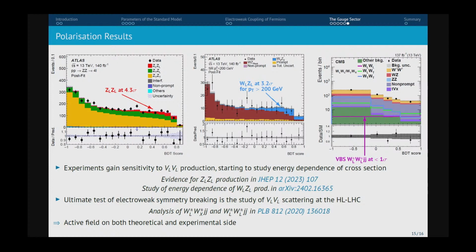Ultimately, what we really want to do is measure the scattering of two longitudinal W bosons. So this is the plot that I showed you in the beginning in the introduction. This was studied by CMS here, and the signal is shown in the magenta line here. You see that we don't necessarily have experimental sensitivity to this process yet, but it will be very important for the high Lumi LHC, because it can help ultimately to determine if the Higgs sector is really a weakly coupled theory. So yeah, these polarization measurements are really a very active field in both the theoretical and experimental side.